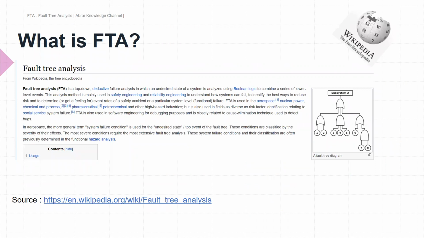So FTA, according to Wikipedia, fault tree analysis is a top-down approach. On the other side, you have failure mode effect analysis, that's FMEA. It is a bottom-up approach, right? It is slightly different, another dimension. Top-down approach is used to detect the failure and to know the causes.